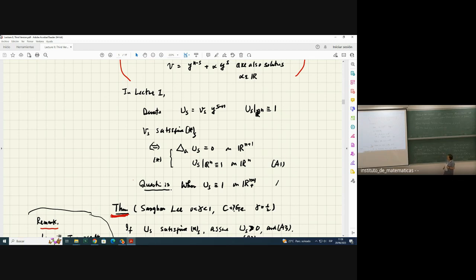And the observation is this: Vs satisfies this star equation if and only if Us satisfies this Laplace_A u equal to 0. This Laplace_A is the ordinary Laplace plus A over y times dy of the weighted. So it satisfies this equation. And so the question equivalent for Vs to be equal to y to the n minus s is, the equivalent question is: is Us identical or equal to 1?